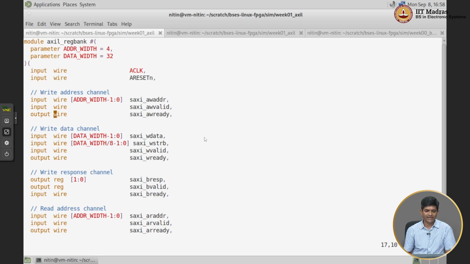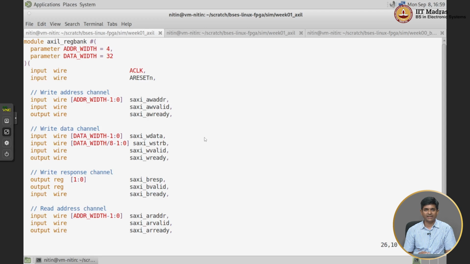In this case, it's declared as a wire, as you will see, because some of them are declared as wires and some of them are declared as registers. You will see from the way the code is written why some are wires and some are registers. Similarly, the data is also coming in from the manager, and therefore W data, W strobe and W valid are all inputs. The W ready is an output.